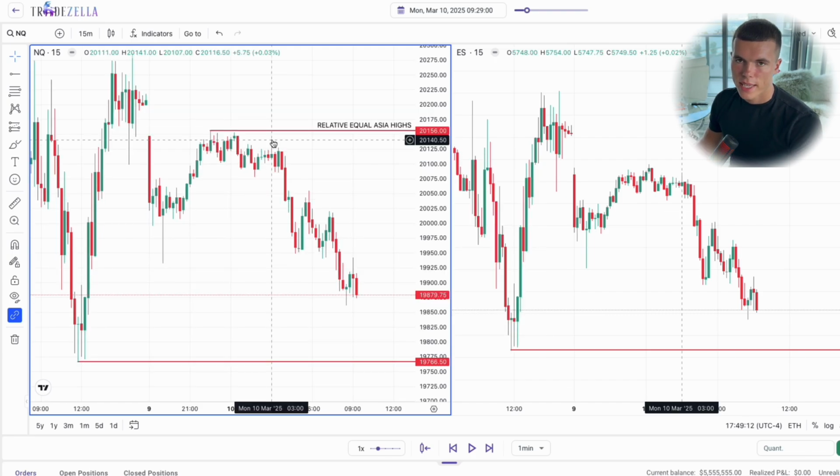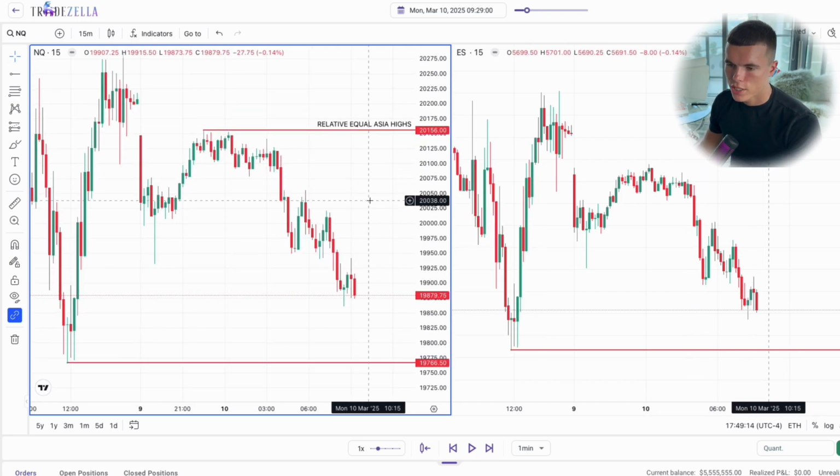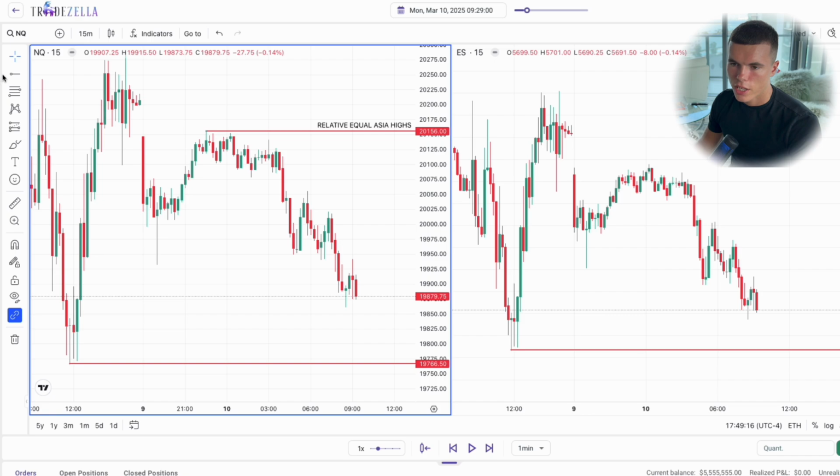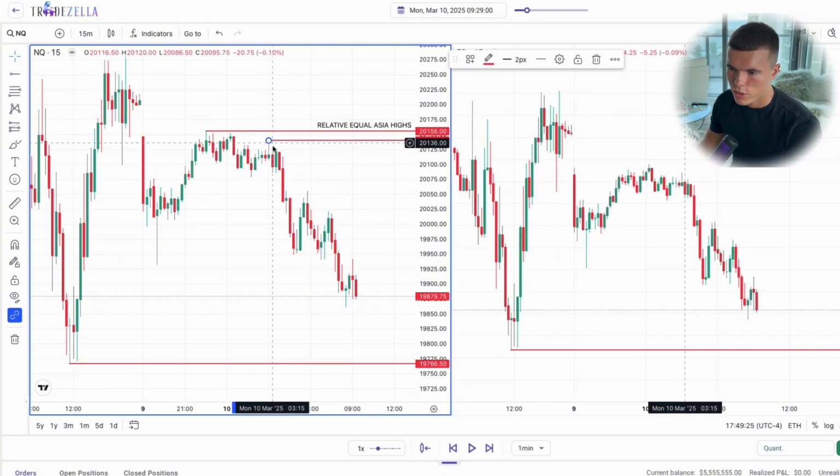And then between 2 a.m. and 5 a.m. this is going to be your London session. So you're going to want to mark out London highs and London lows. For this example, London lows has already been taken, so there's no point in actually marking that out. But we do have a set of London highs which is actually paired very, very close with Asia highs.